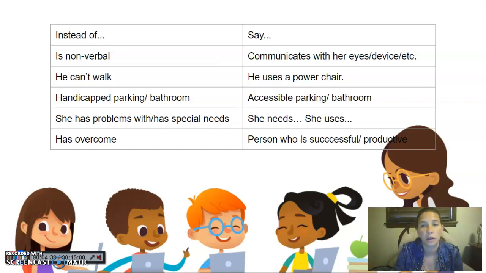And instead of has overcome, like I said right above there, remember a person first language is a habit that we are not always into using. And so we have to work on breaking our own habits, myself included. So instead of saying that they have overcome something, we can say a person who is successful or productive. So instead of saying that she uses a power chair to overcome her disability, it's she uses a power chair to modify her environment.